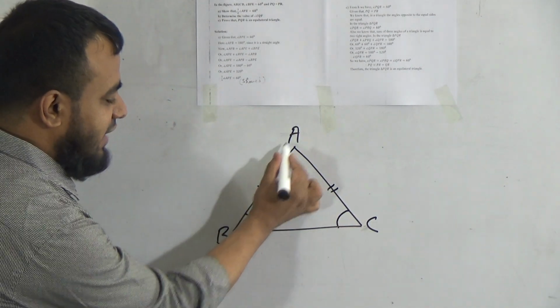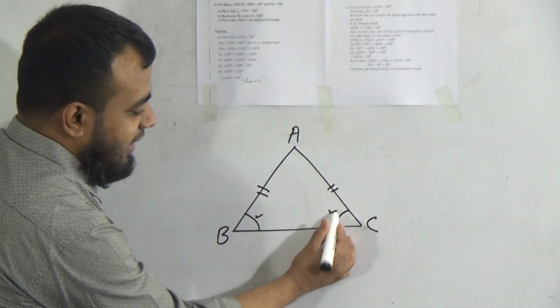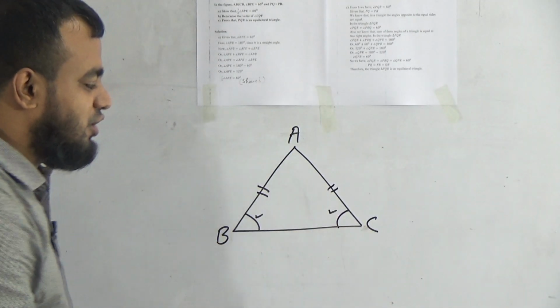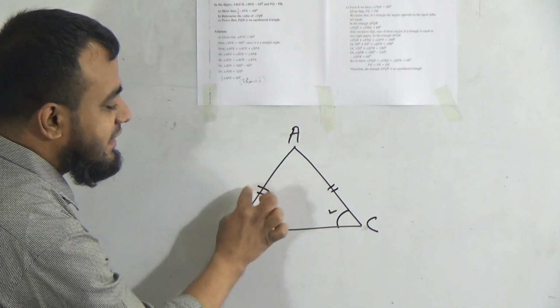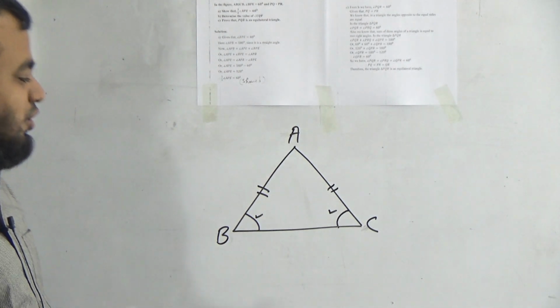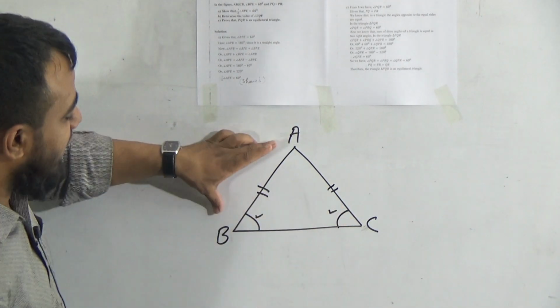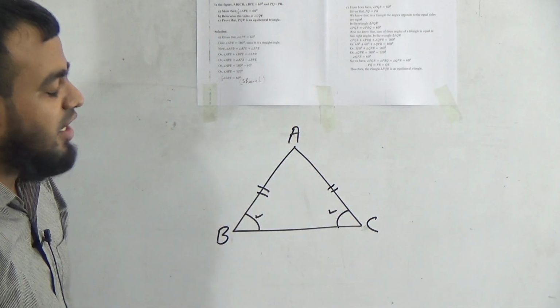So if the sides AB and AC are equal to each other, then the angle B and the angle C will be equal to each other, because the angles opposite to equal sides are always equal. That's why you can say from this figure that angle B equals angle C, because the AB side and AC side are equal to each other.